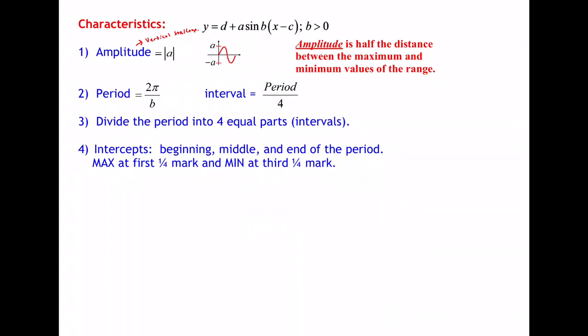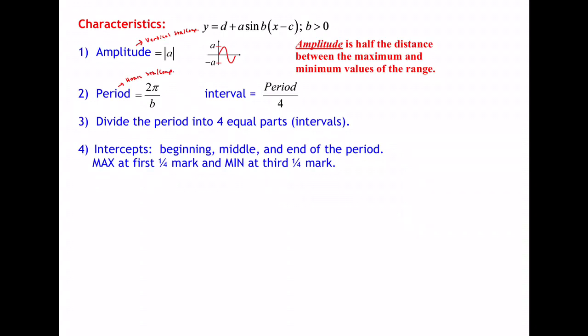The period. The period will represent your horizontal stretch and compression. That's going to have to do with this value in front of the parentheses, because if you multiplied the b inside here, it'd be b times x, which means you're multiplying it by the x value. So the x value is what's changing. So that would be similar to your horizontal stretch and compression.